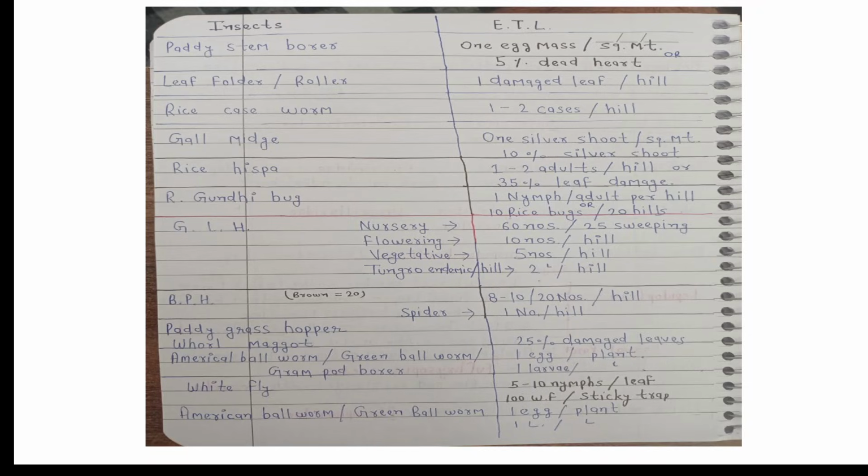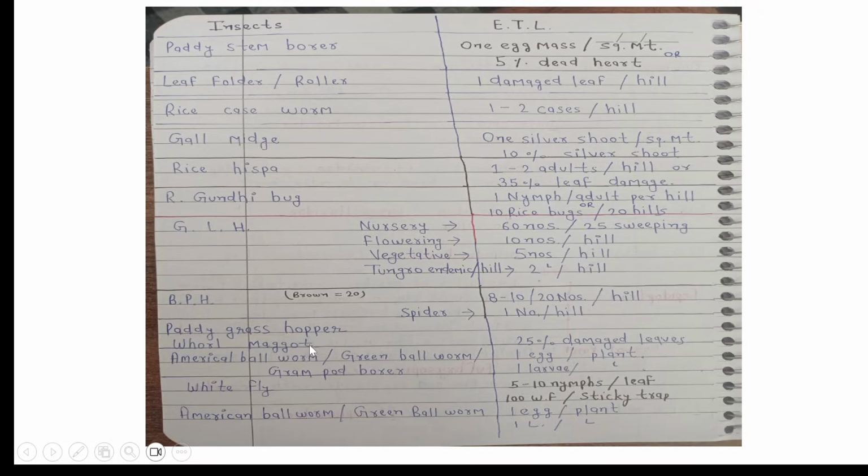Moving forward, this is ETL, economic threshold level stages of important insects. For paddy stem borer, it's 5% dead heart, one damaged leaf per hill. Hill means plant, per plant. For leaf folder, 1 to 2 cases per hill of rice caseworm. Gall midge is one silver shoot. If you haven't studied properly, you can't recognize the silver shoot caused by gall midge. 1 to 2 adults per hill for rice hispa, rice gandhi bug one nymph, then green leaf hopper. There are different numbers of ETL at different stages.